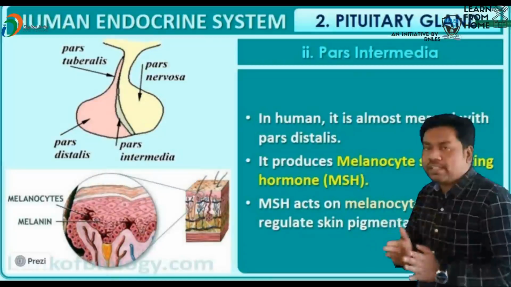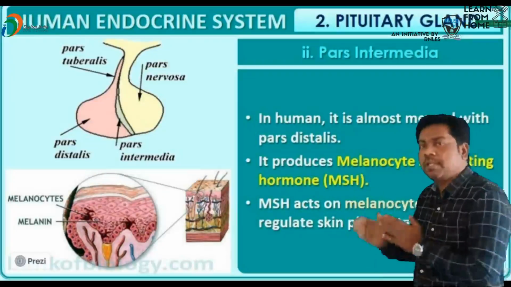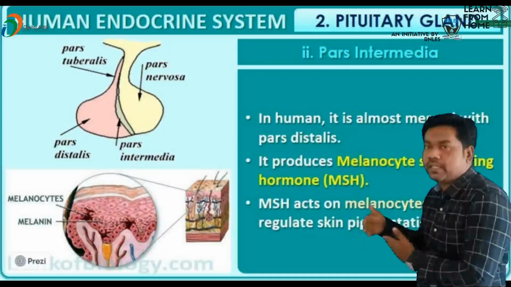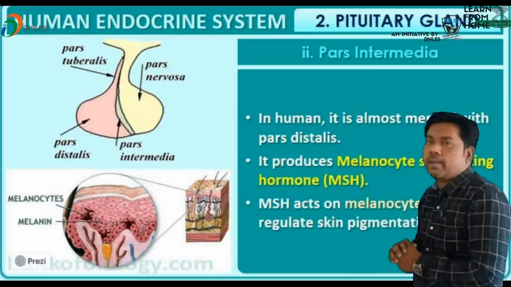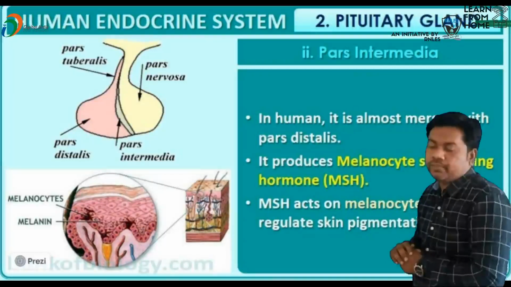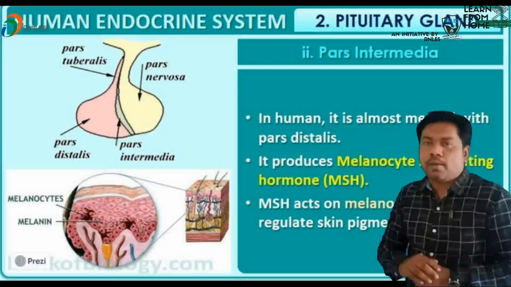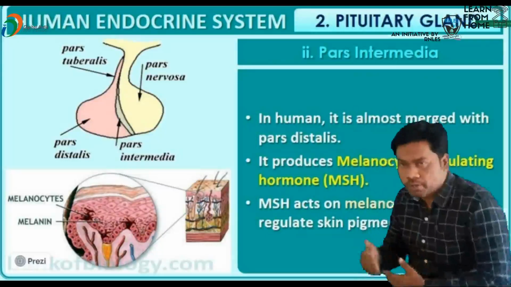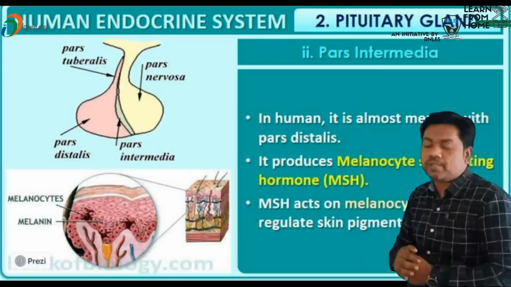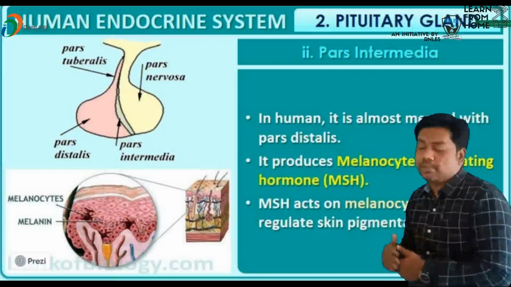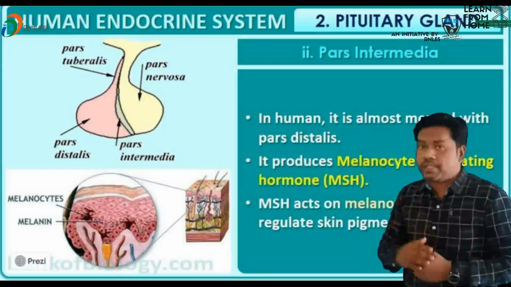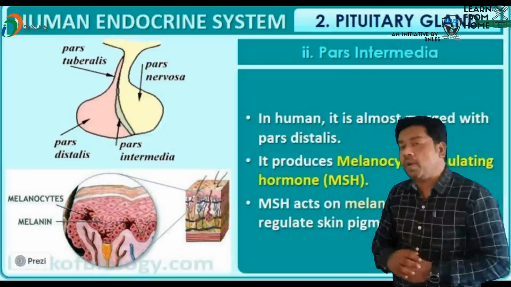Three lobes: one is the anterior lobe, the middle lobe, and the posterior lobe. But in human beings, this middle lobe merges with the anterior pituitary region, and this middle lobe is responsible for the production of a hormone. That hormone is known as MSH, also known as melanocyte stimulating hormone. So this MSH acts on melanocytes.